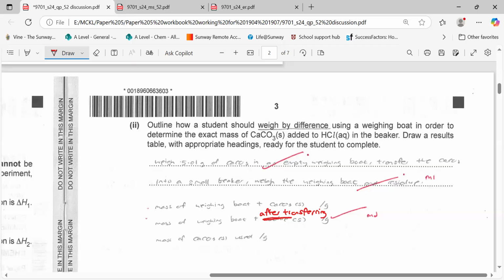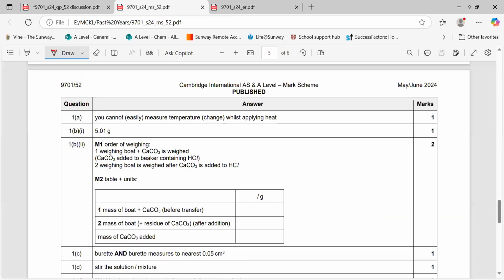Yeah, so I think it is best to go with something like mass of weighing boat after transferring, or after pouring, all right, and then mass of calcium carbonate used. Now, if we do look at the marking scheme, the table: mass of weighing boat before transfer, calcium carbonate, mass of weighing boat after addition, or after transferring, or after pouring.